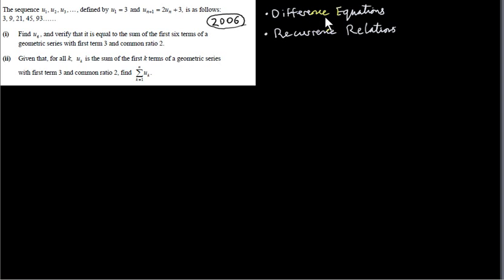In this video I want to discuss difference equations, or as they're sometimes known, recurrence relations. The example I want to use is taken from this exam question. It is u_{n+1} = 2u_n + 3.